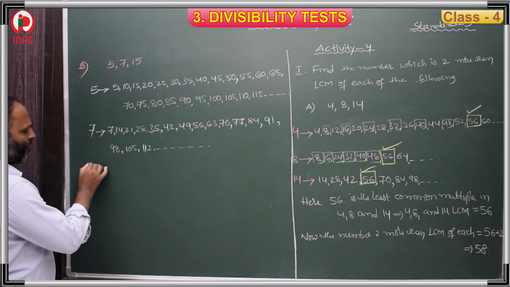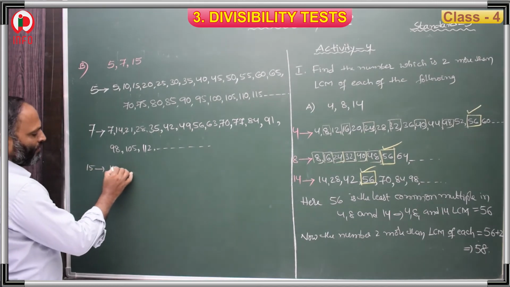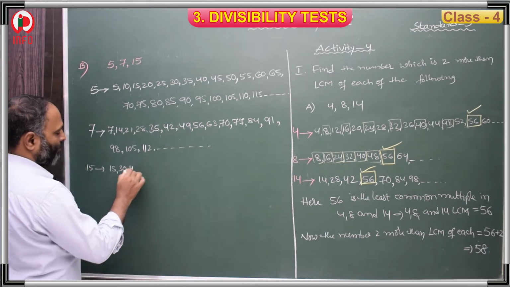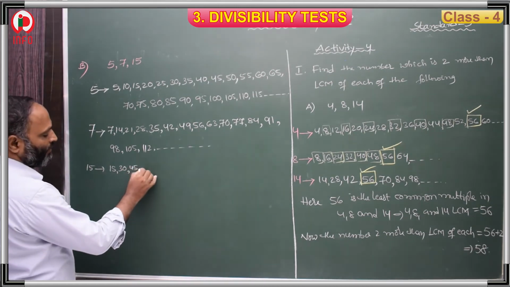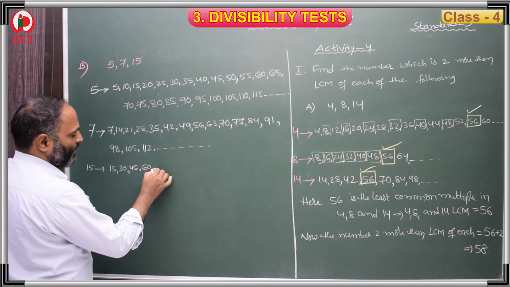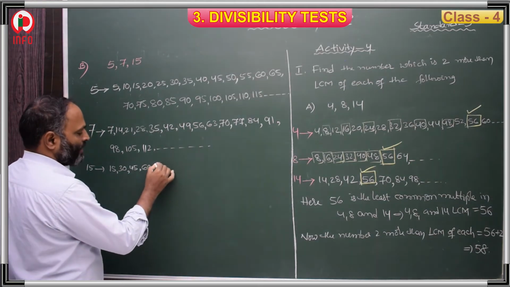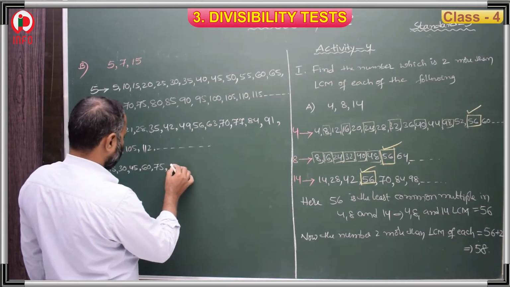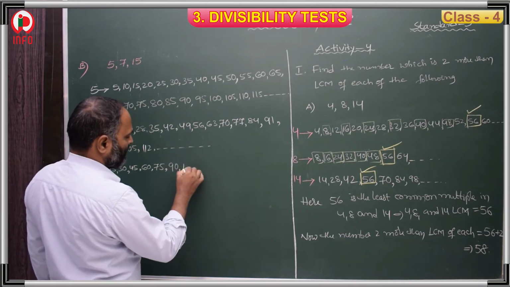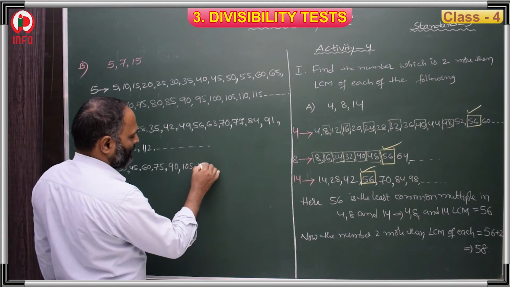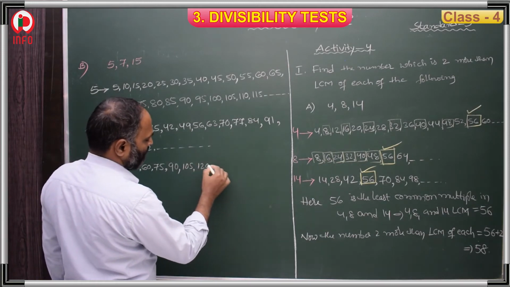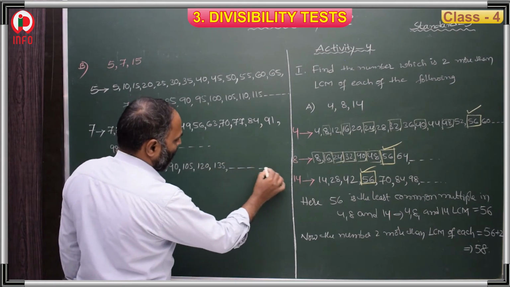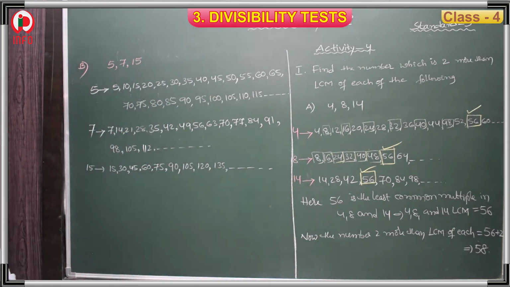Then 15. 15 ones are 15, 15 twos are 30, 15 threes are 45, 15 fours are 60, 15 fives are 75, 15 sixes are 90, 15 sevens are 105, 15 eights are 120, 15 nines are 135, and so on.